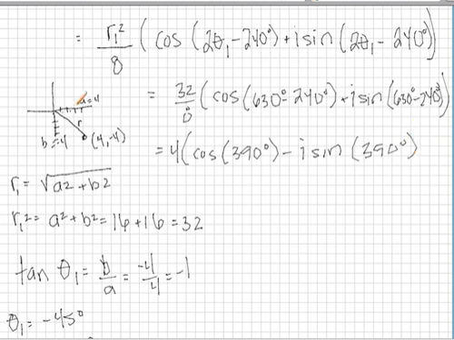390 degrees is what I get if I go around my circle once to 360 degrees, and then I go 30 more degrees. So we're going to simplify 390 to the angle between 0 and 360 here. This is actually equal to 4 times cosine of 30 degrees minus i sine of 30 degrees. And that'll be your final answer for this question.